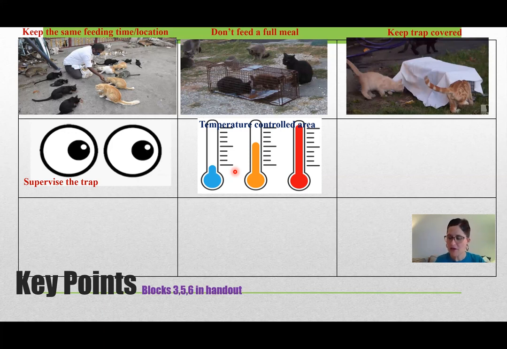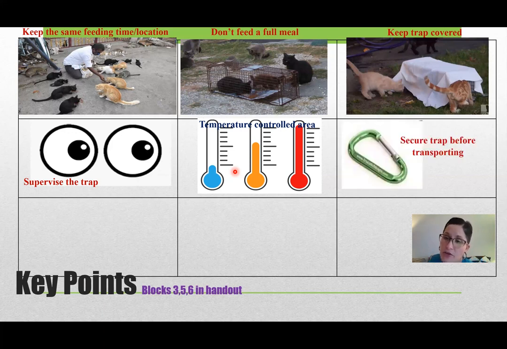Keep your kids and your other pets away from those cats because they're not going to be with you for very long. You're just going to get them fixed. They're going to stay with you overnight, and then they're going to be returned back to where you got them from. Okay. You do want to secure the trap before transporting.